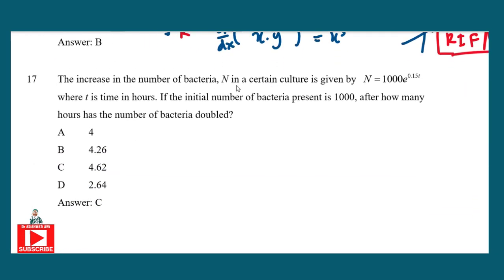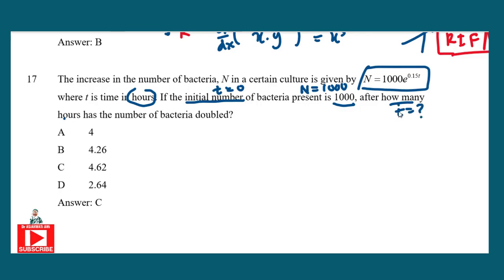Number 17. The increase in the number of bacteria n in a certain culture is given by n equals 1000 e to the power 0.15t, where t is time in hours. If the initial number at t equals 0 is 1000, after how many hours has the number n doubled? Doubled means from 1000 to 2000.